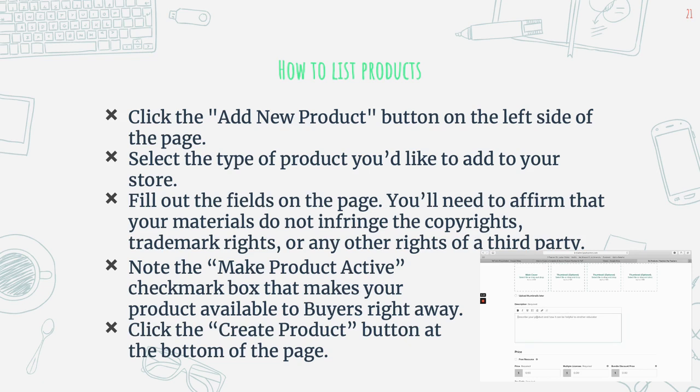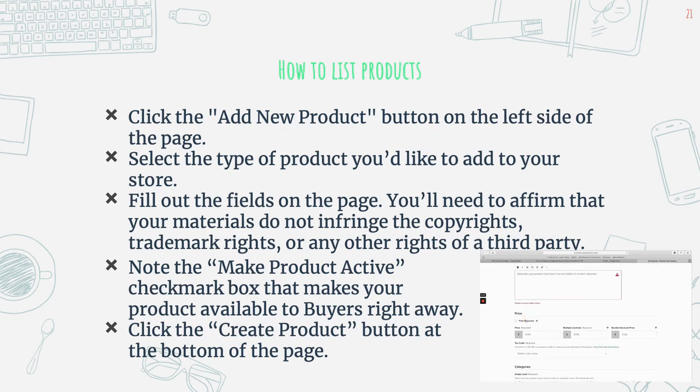So a lot of people in their description will put, for more products like this, check out my blah blah blah, and they would link the Teacher Pay Teacher store link to their description, so that when you click on it, it takes you to another listing.